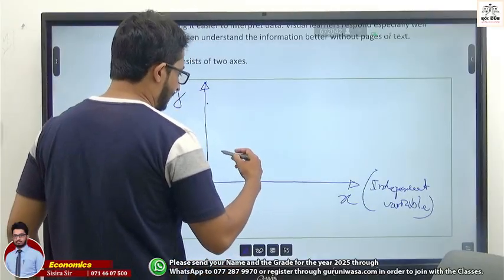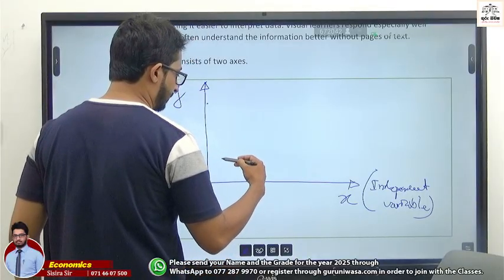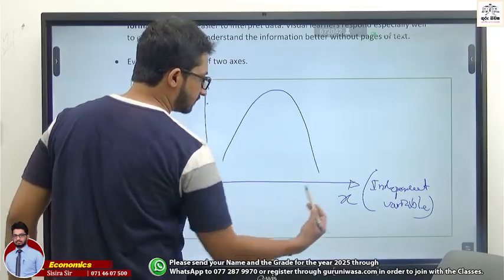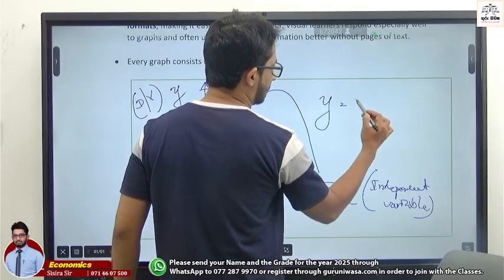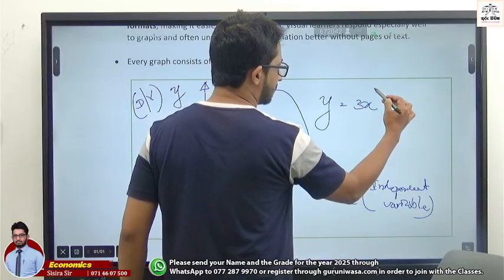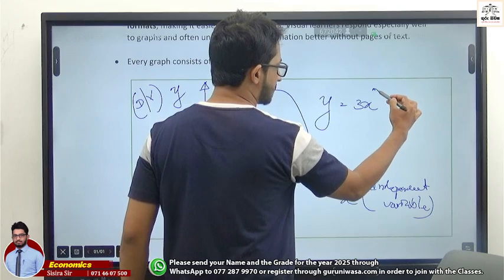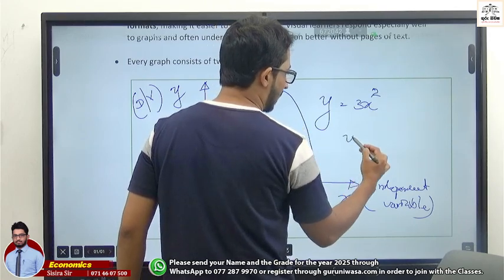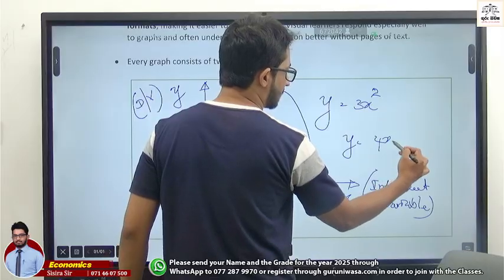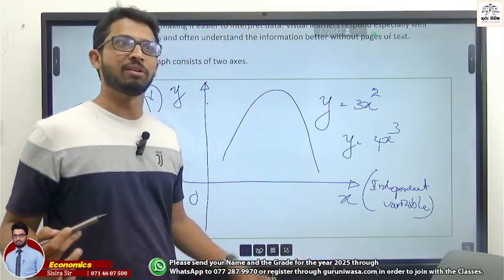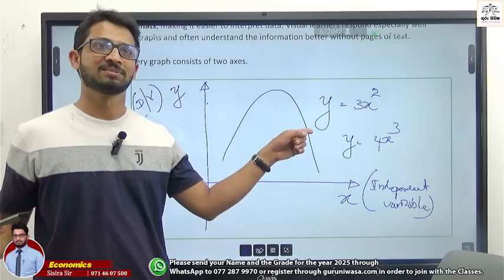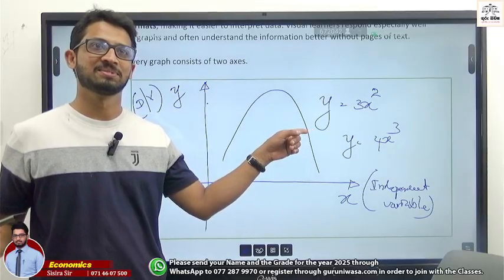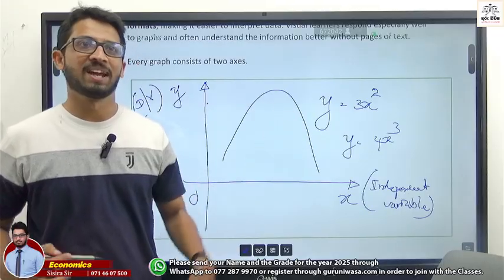Lamai, in O-level time, you drew graphs, right? Like y equals 3x, or y equals 4x power 3. Can you remember this, Lamai? No? Right.